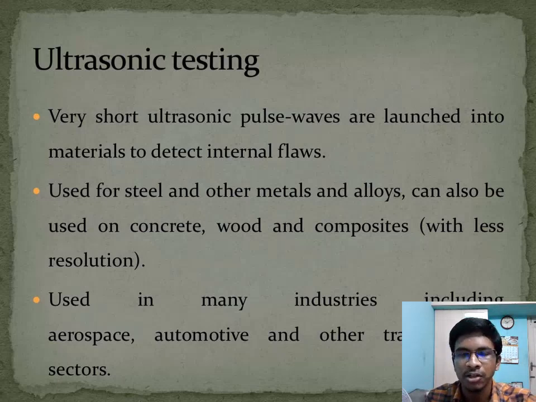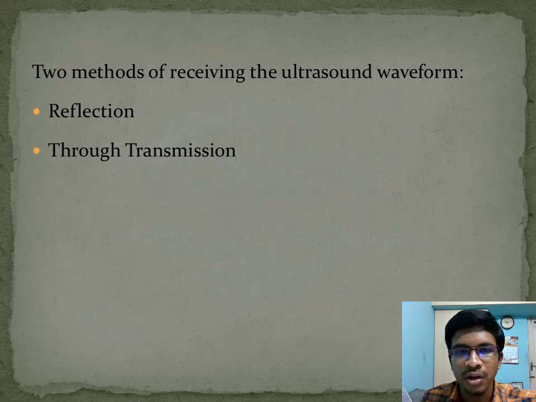In this method, ultrasonic pulse waves are launched into materials to detect internal flaws. It is used on steels, metals, alloys, concrete, wood, etc. It is also used in many industries including aerospace, automotive and other transportation sectors. There are two methods of receiving ultrasound waveforms: first, reflection, and second, through transmission.